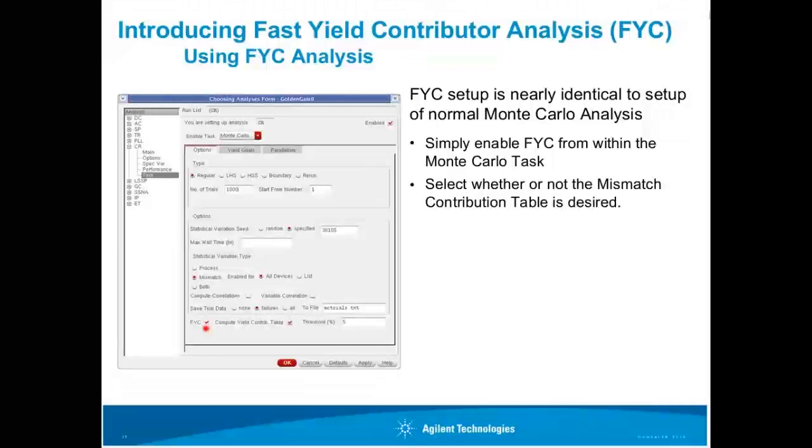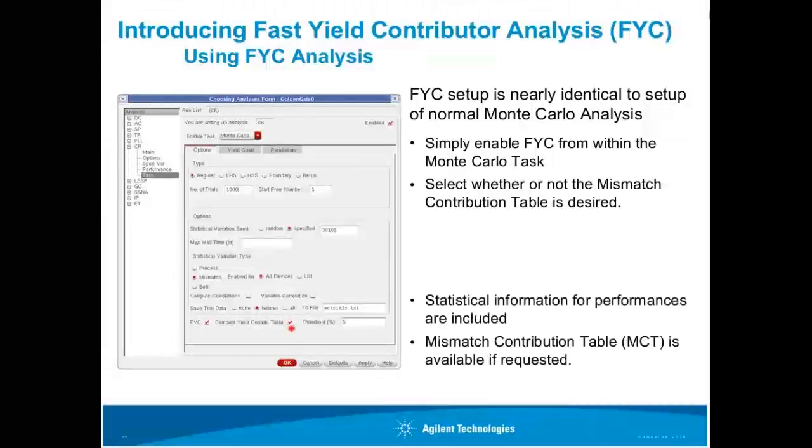If you would also like the mismatch contribution table, you can click this Compute Yield Contribution Table button. Now, there is a slight speed impact by doing that, but you get the addition of having this important mapping between your figures of merit and the contributors.